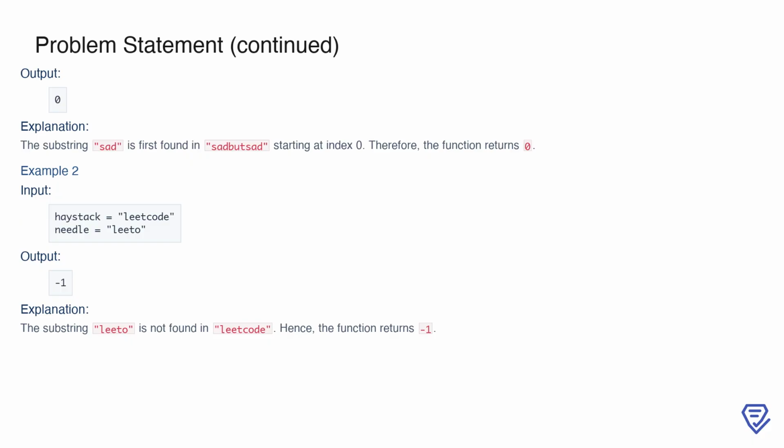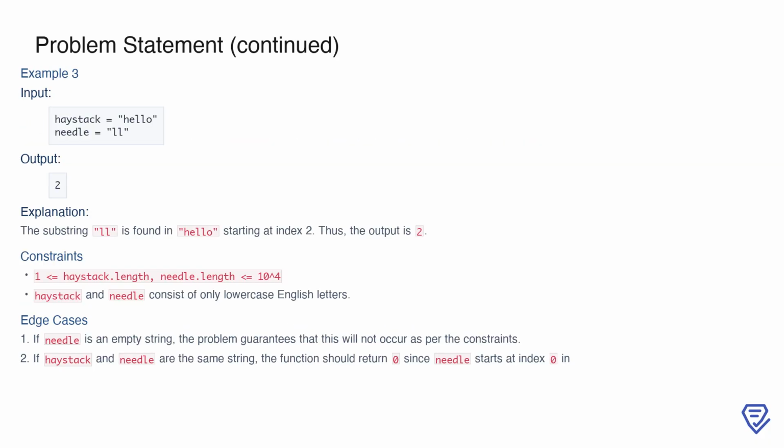These examples showcase the two possible outcomes, either the exact starting index of the needle or -1 if the needle is absent. In another example, the haystack is "hello" and the needle is "ll". The output is 2 because the substring "ll" begins at index 2 in "hello". Now, regarding constraints, the lengths of both haystack and needle are between 1 and 10,000, and they consist solely of lowercase English letters. Additionally, there are some edge cases to consider.